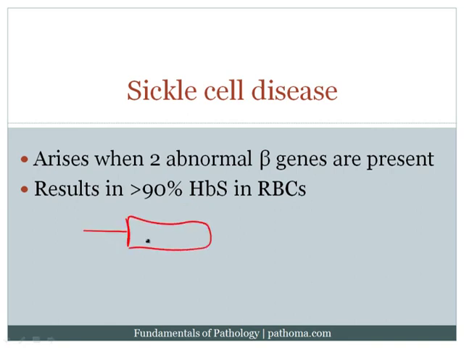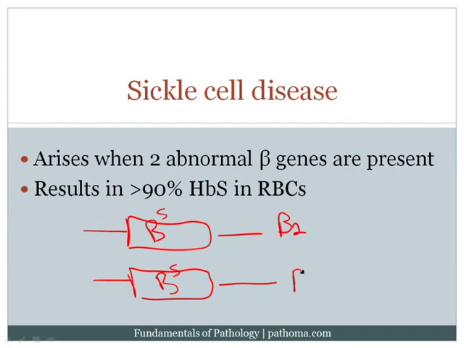We know that we have two beta genes. So here's beta gene 1 and here's beta gene 2. Imagine if this beta gene has a sickle mutation, and this beta gene also has a sickle mutation, then when this beta gene produces beta, you'll get beta 2 dimers, and when this beta gene produces beta, we'll get beta 2 dimers, and of course, this will dimerize with alpha 2, and also with alpha 2.